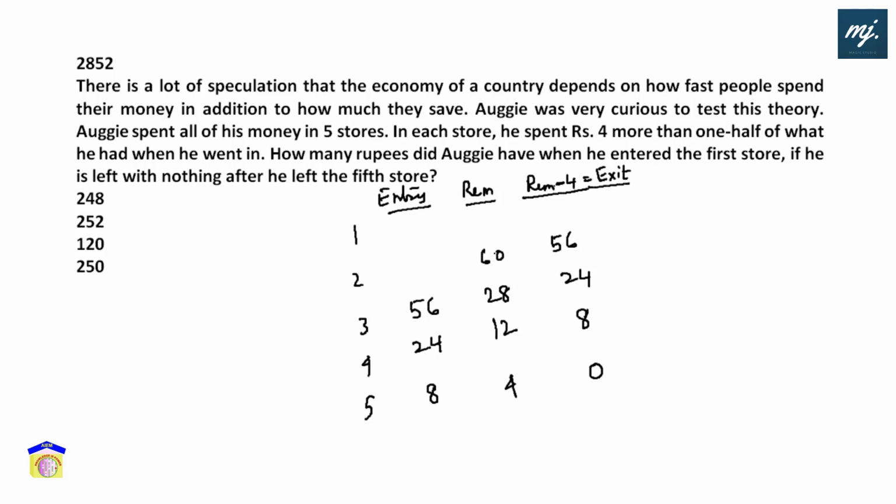56, add 4, double it. 120, add 4, double it. As simple as that. He enters the first store with rupees 248. Option A fits in.